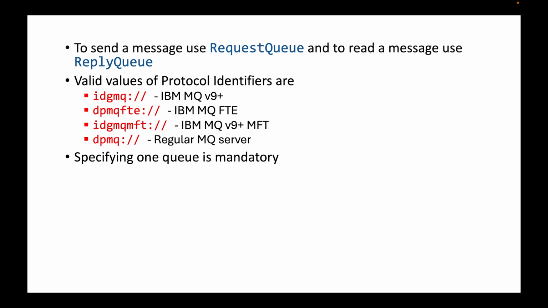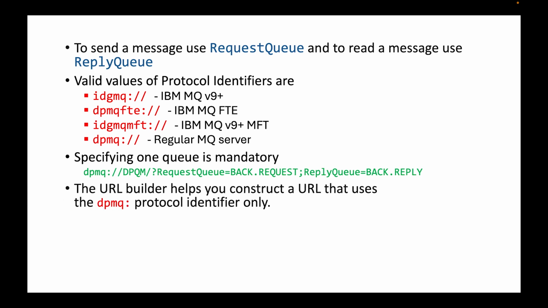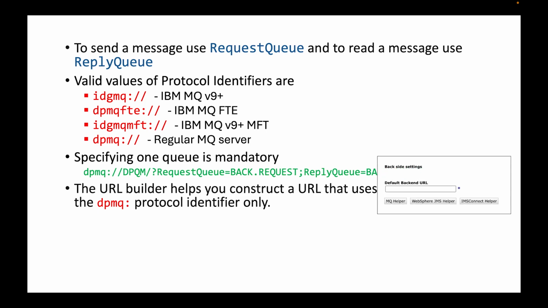Now, specifying one queue is mandatory. What do I mean by this? See, this is an example of an MQ URL over here. Here I specified the request queue and the reply queue, but I need not specify both. At the same time, I need to specify at least one of them, and that is what is important: specifying one queue is mandatory. Now, in DataPower, there is something called a URL builder object. It can help you construct a URL, but the limitation is that it can only construct URLs related to the DPMQ protocol. You can see this object over here, and you can see the button called MQ Helper. This is the URL builder object that we are talking about.